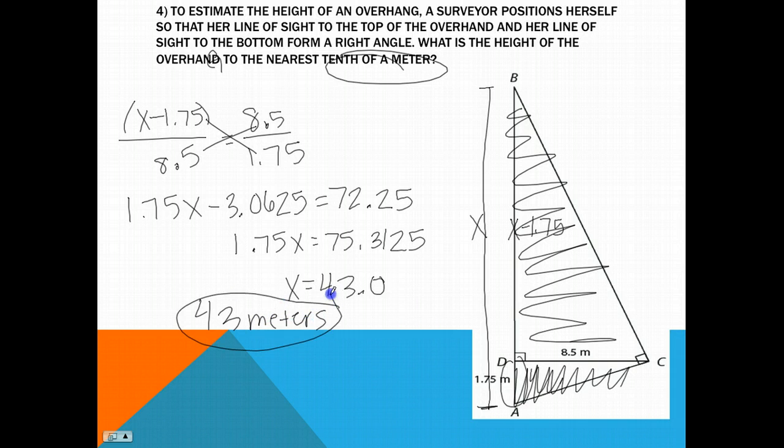So the height of the overhang is 43 meters. Now keep in mind, since I defined BA to be x, and the long length here, DB, is x minus 1.75, we don't have to add on that 1.75 because it's already accounted for in that x value, since we subtracted 1.75 from it already. So the x value is 43 meters.